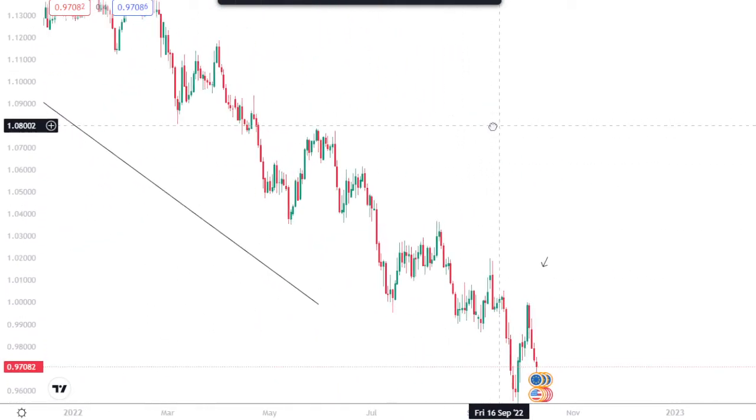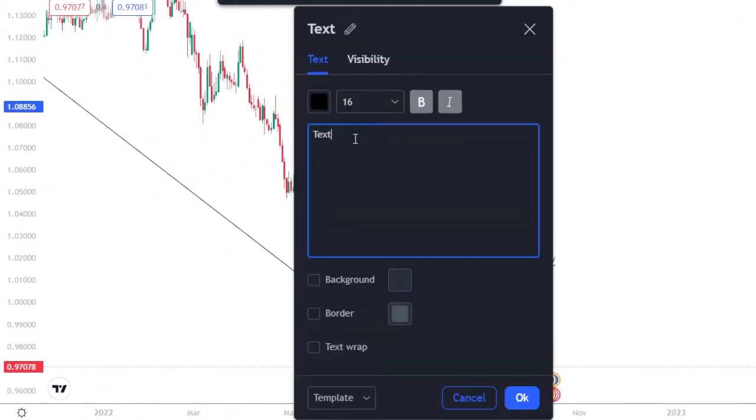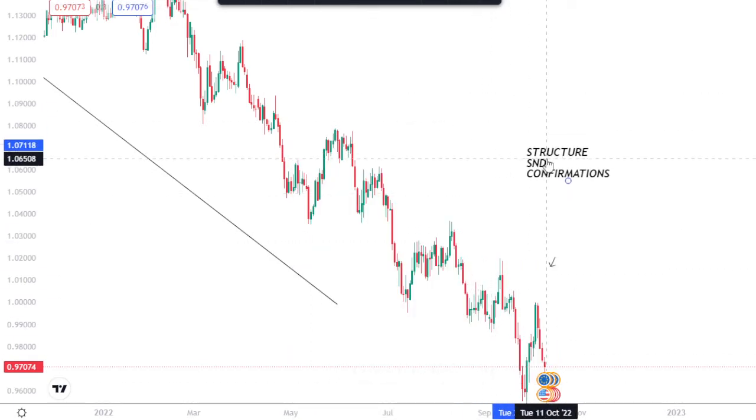Where is our strategy? Let me try to write it again. We said we have structure, S&D, or supply and demand. I don't want you guys to be confused, it's just supply and demand. And this is confirmation, which is a topic that we're going to cover in another lesson, right?